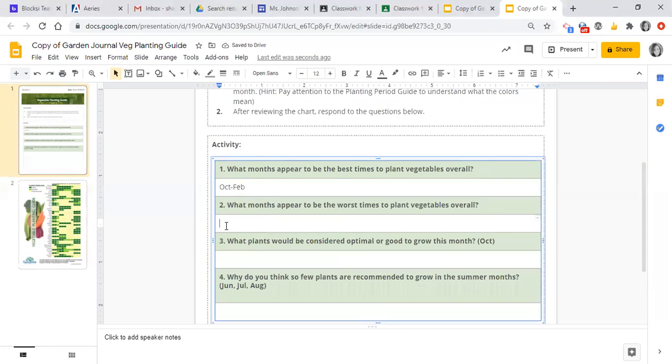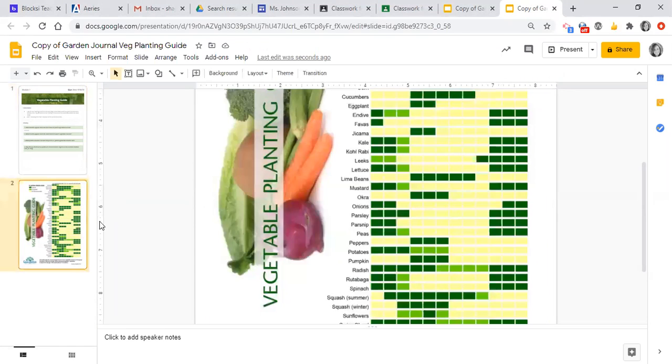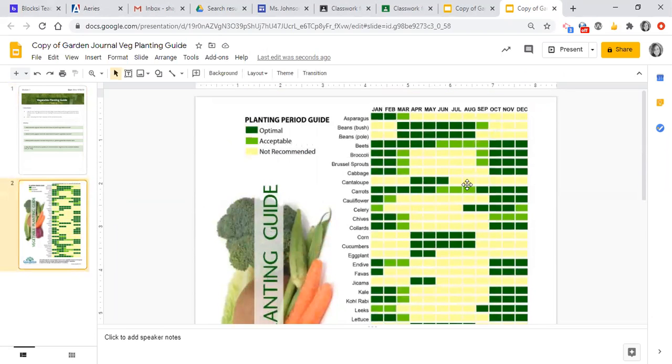Okay, number two, what months appear to be the worst times to plant vegetables overall? What do you guys think? What is the worst time?